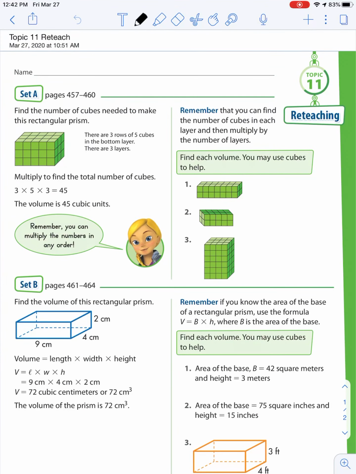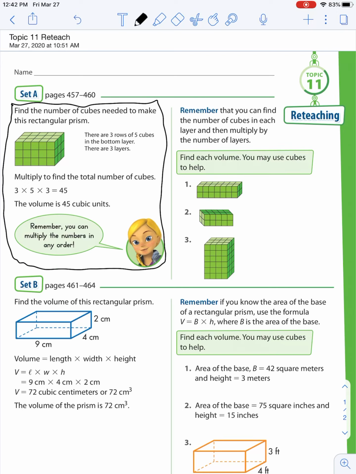Okay, here we go. Set A. This is the way these Reteach lessons work. On the left, they kind of just go over the main points of that lesson. I'm just going to go right to the actual practice problems.